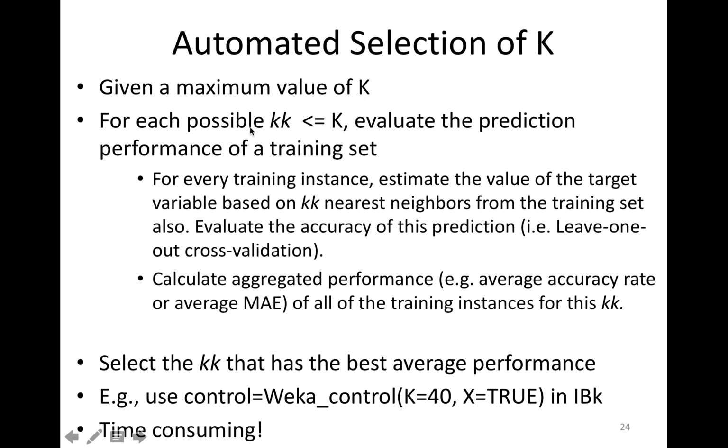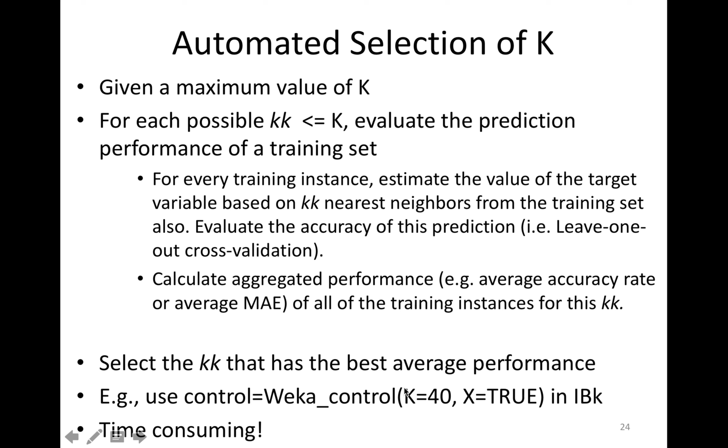So let's try a variable called kk that we change from 1 all the way up to this maximum k. For every kk, you essentially want to evaluate the prediction performance on the training set. In a function like IBk that we use, we can choose x equals true as the setting to trigger automatic selection of k, so that k equals 40, where 40 is the assumed maximum value of kk. And similar to other parameters for other algorithms, we change them using Weka control in the function, for example in the function IBk.